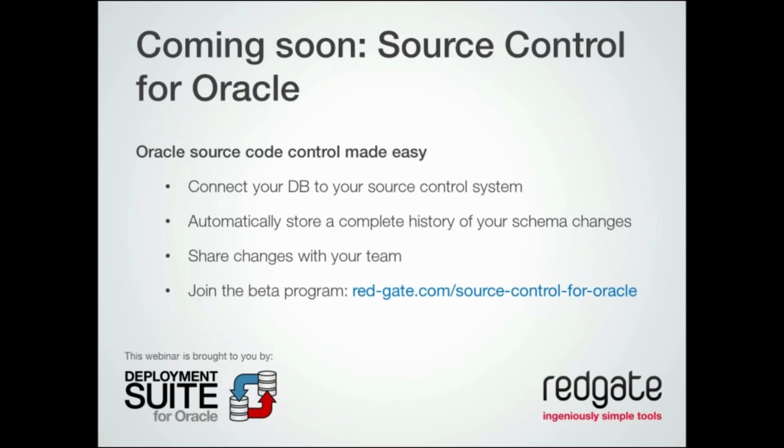So what I've just shown you there is a feature within Schema Compare for Oracle, and it's a new feature that we've added to version 3. But for this to really work, we needed to create a dedicated source control product, and we're creating a new tool called Source Control for Oracle. This is going to connect your database to your source control system within a graphical interface, and it's going to enable you to automatically store a complete history of your schema changes and share them with your team.